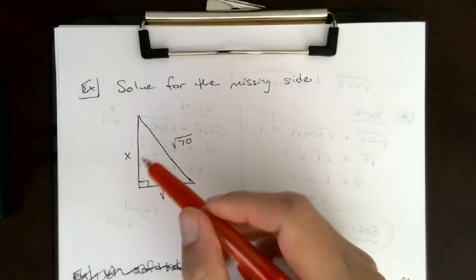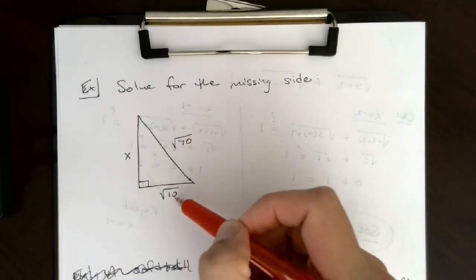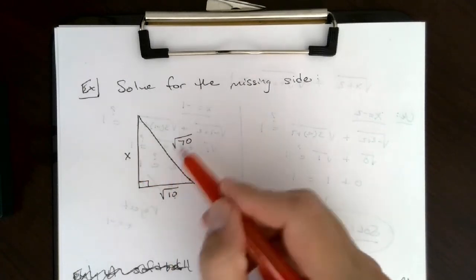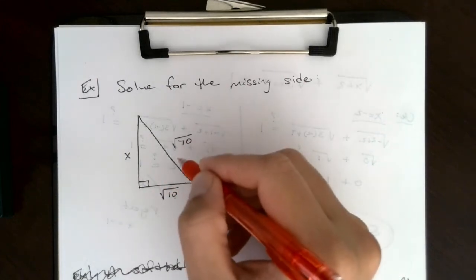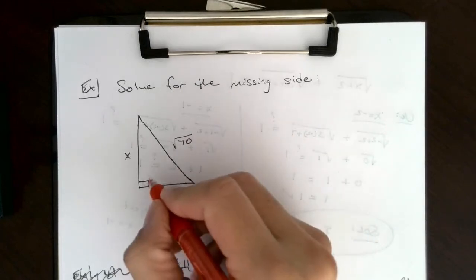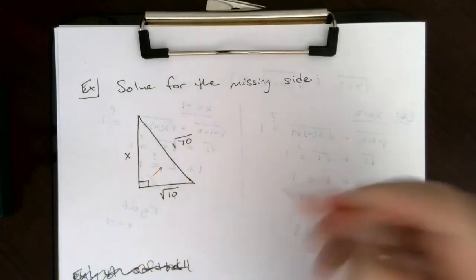So we have a right triangle, and one side here is the square root of 10. This other side here is x, and then the side opposite the right angle has a special name, right? We call that the hypotenuse. The hypotenuse is the square root of 70. When I say opposite the right angle, I'm saying just look straight across from it.